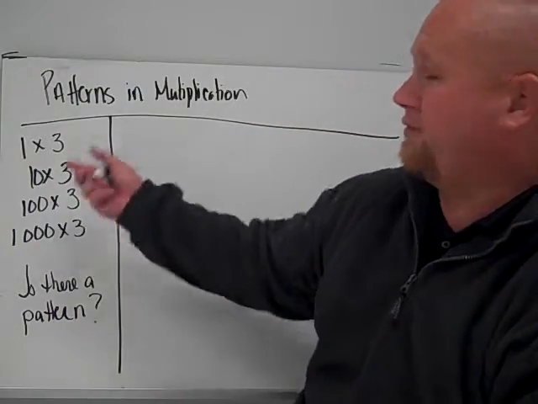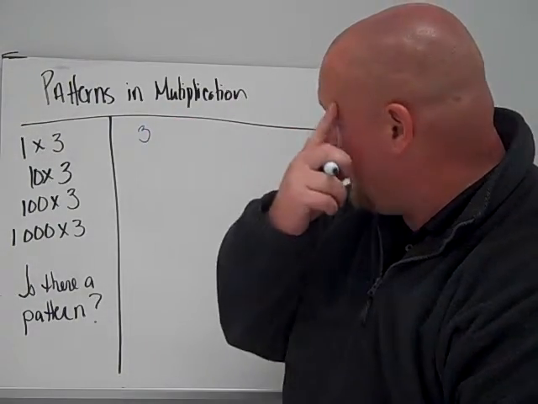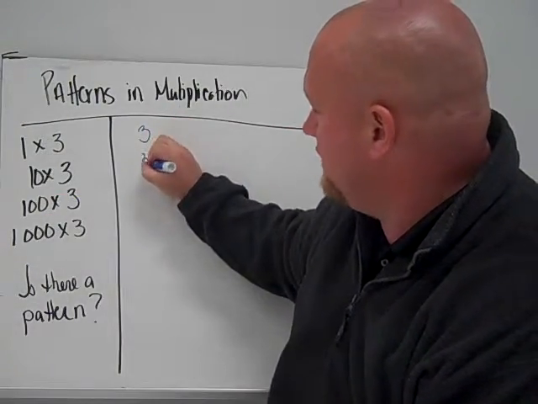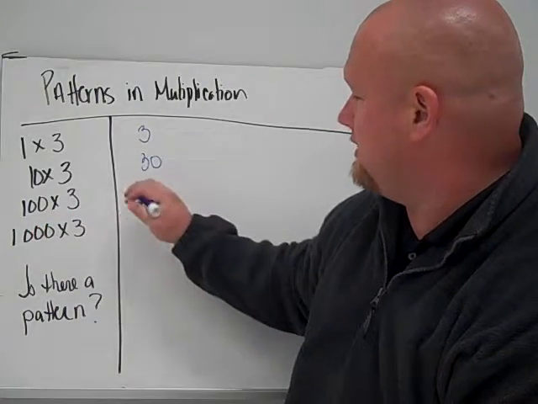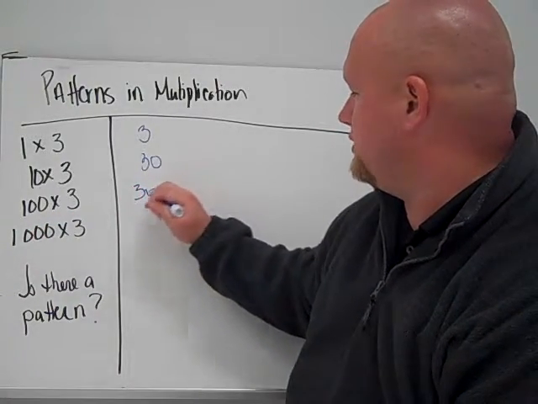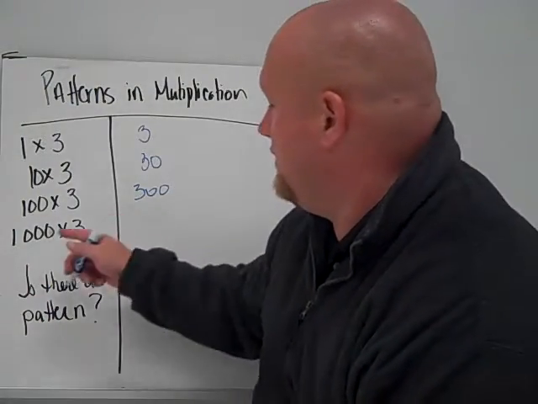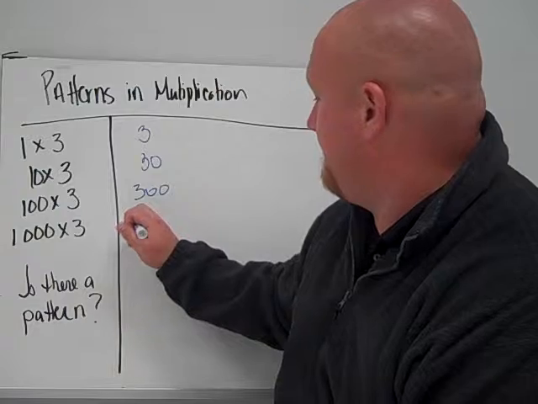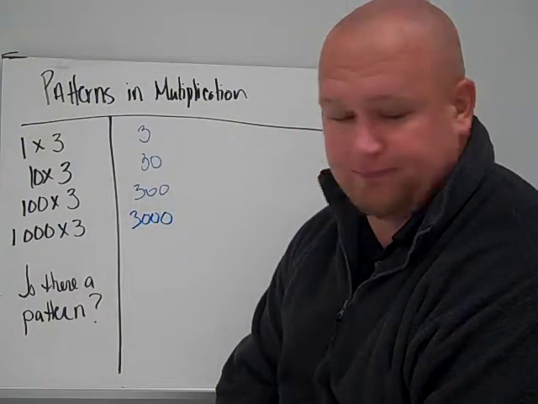Alright, so what you should have found, of course, we know that 3 times 1 has a value of 3. We know that 10 times 3 has a value of 30. 100 times 3 has a value of 300. And then 1,000 times 3 has a value of 3,000.